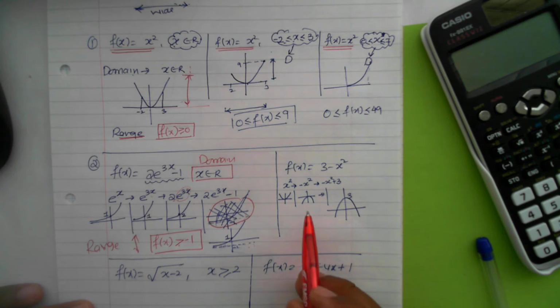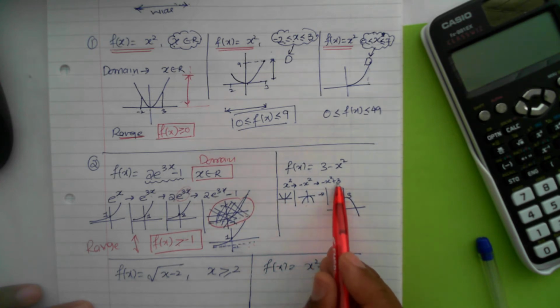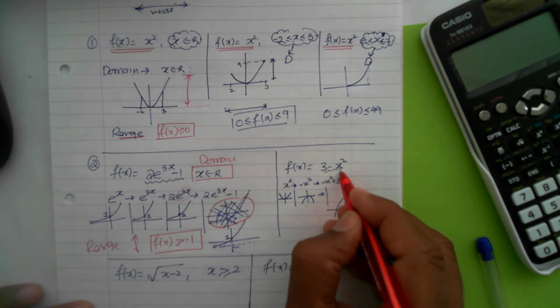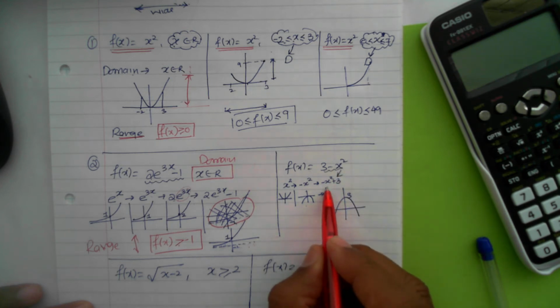All right, there we are then. These are the graphs, guys. The x squared is the basic function, then it's minus x squared, which is reflected in the x-axis, then it's minus x squared plus 3. It's better to write the transformations like this.